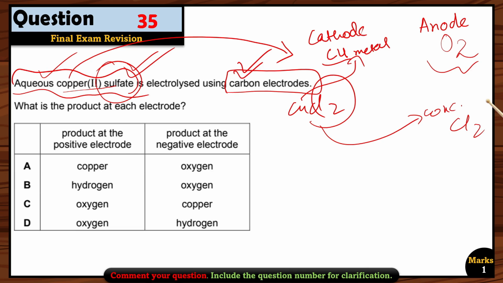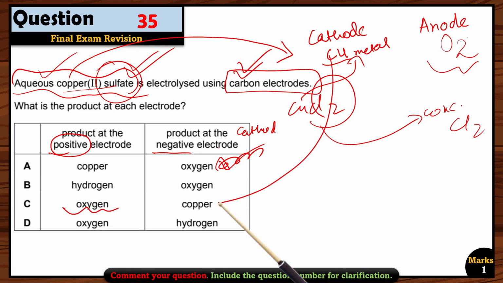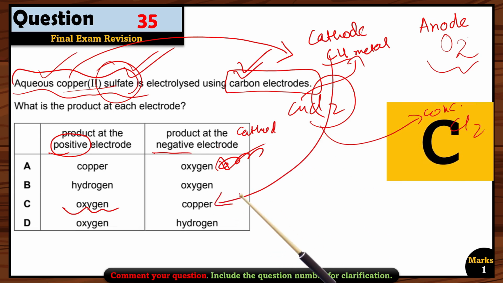So now which option is right over here? You are going to get copper metal and oxygen. So option A is not okay, that is the negative electrode. At the positive electrode, we are going to get oxygen. Yes, option C. And the negative electrode is the cathode, so we are going to get copper metal. Option C is the right option over here.